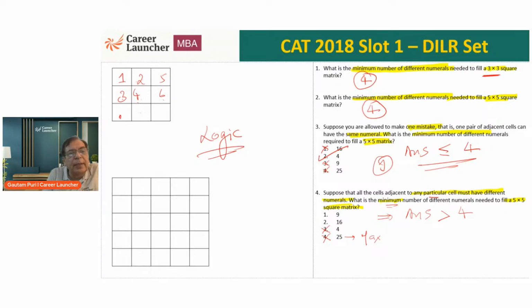Similarly, if I look at this particular cell, this cell 3 is being touched by 1, 2, 4. So I can put a 5, but if I put a 5 here, that means 4 is being touched by 5 in 2 places. So this cannot be 5. This will have to be 6. But that also means 6 is touching 4. So this cannot be 6 also.